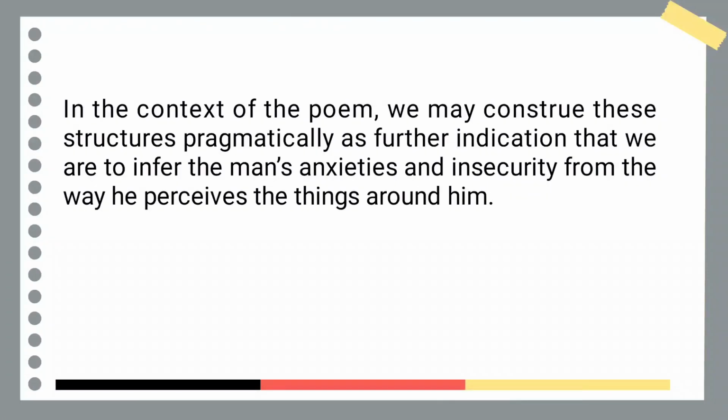In the context of the poem, we may construe these structures pragmatically as further indication that we are to infer the man's anxieties and insecurity from the way he perceives the things around him. So it is manifested in the way he perceives inanimate or lifeless objects surrounding him with life and human-like abilities. Moreover, it implies the active conscious mind of the man and his capacity to feel with heightened senses.